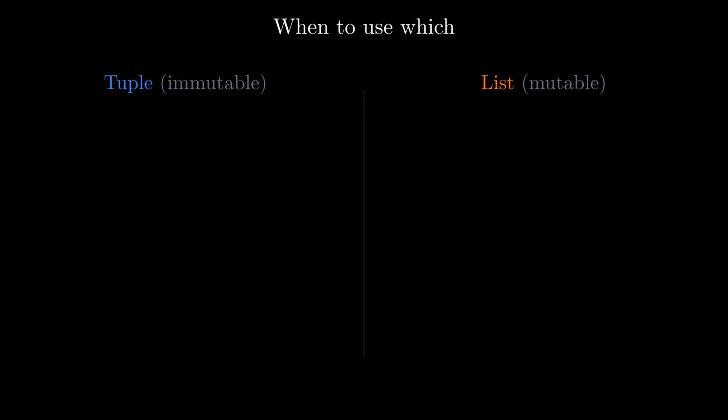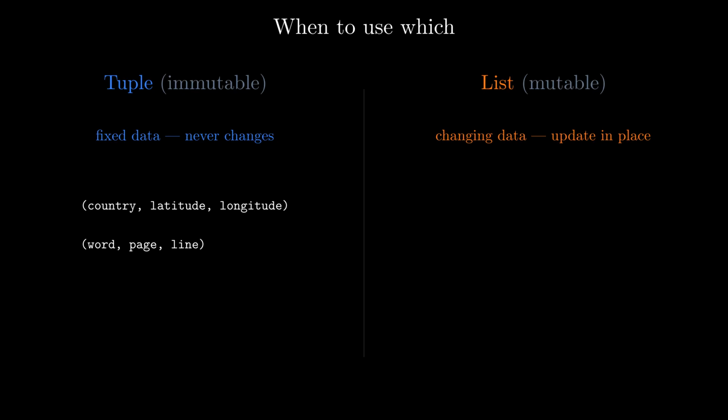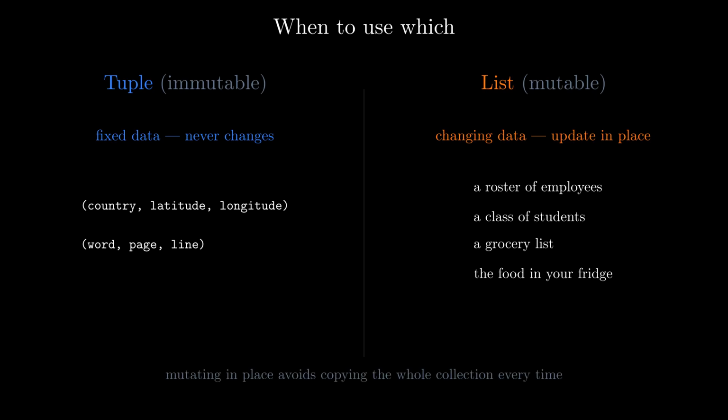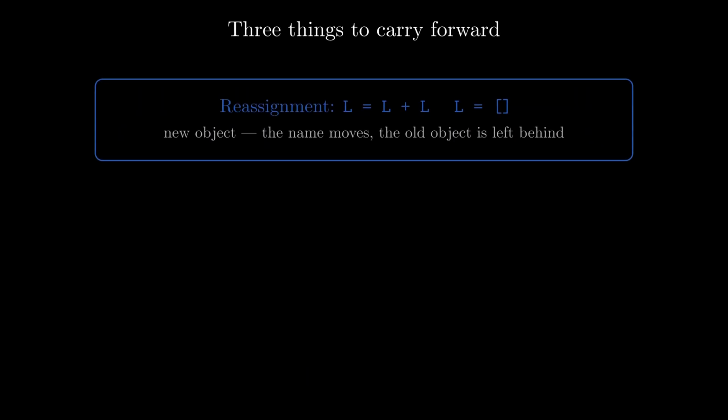Step back to the big picture. Lists and tuples both bundle many objects into one compound value. Tuples are immutable, they never change, which makes them perfect for fixed groupings. A country paired with its latitude and longitude, or a word stored with the page and the line where it appears. Lists are mutable, so you reach for them when the data keeps shifting. A roster of employees, a class of students, a grocery list, the food in your fridge, all of these change constantly. A list lets you update the contents in place without copying the entire collection every time, which would be painfully wasteful. So carry three things forward.